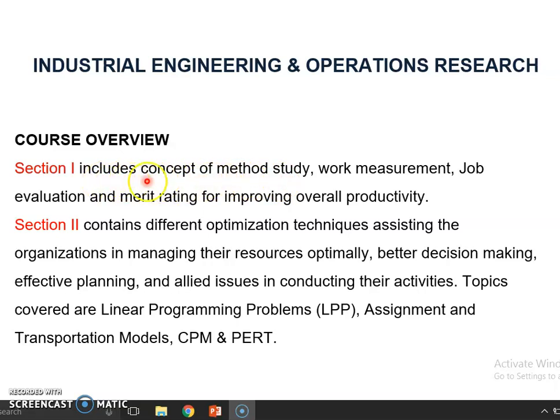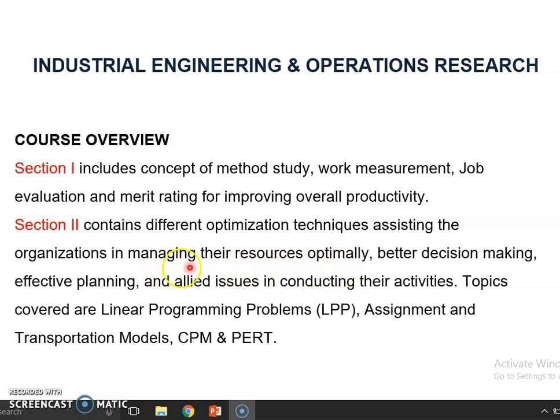Each section has three topics. The first section contains the concept of method study, work measurement, job evaluation, and merit rating. These are the techniques used by production engineers for improving the overall productivity. Section 2 contains the various optimization techniques which assist managers in managing their resources optimally.